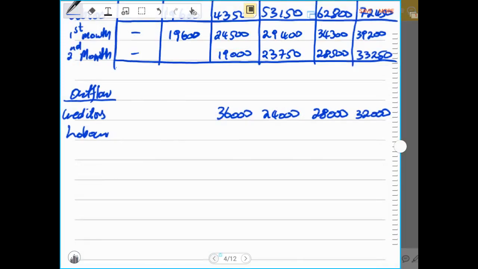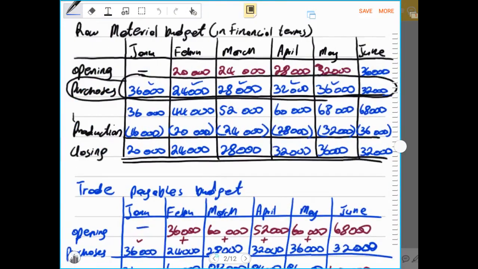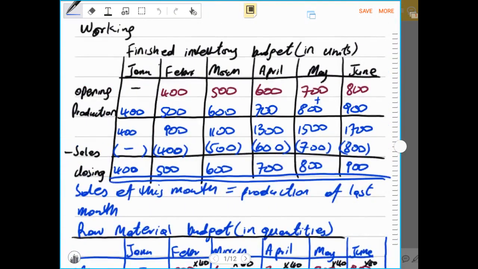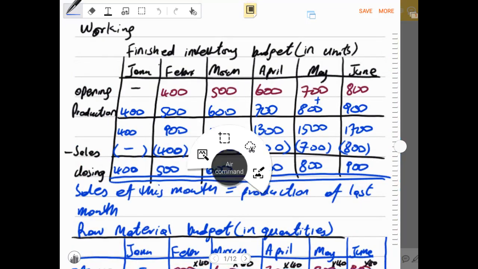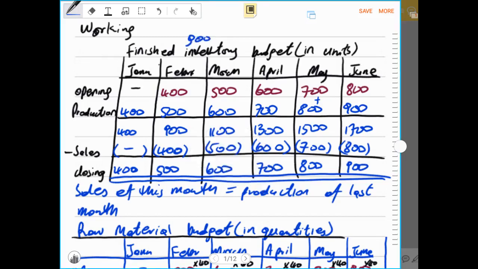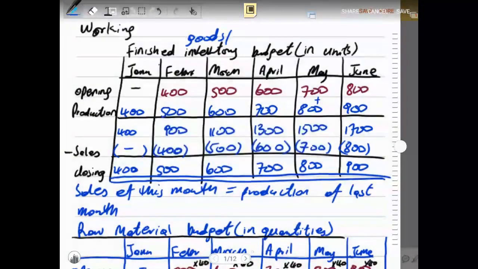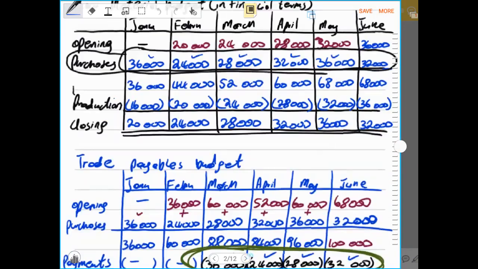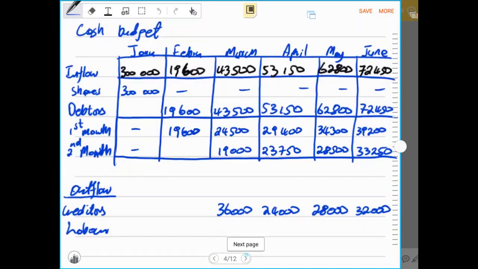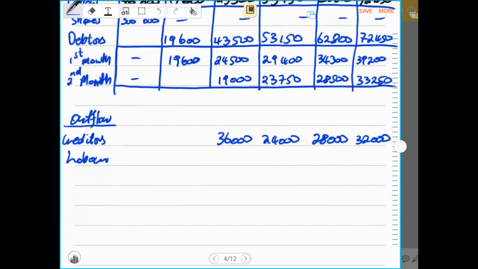Under our finished goods budget, we multiply everything by 20. This is the finished inventory budget, or finished goods budget. If you want, you can say finished goods or finished inventory budget. It's the same thing at the end. Goods is the inventory. So we have to multiply all the finished units, which is the production. That will give us the cost of labor that will be recorded in the cash budget.